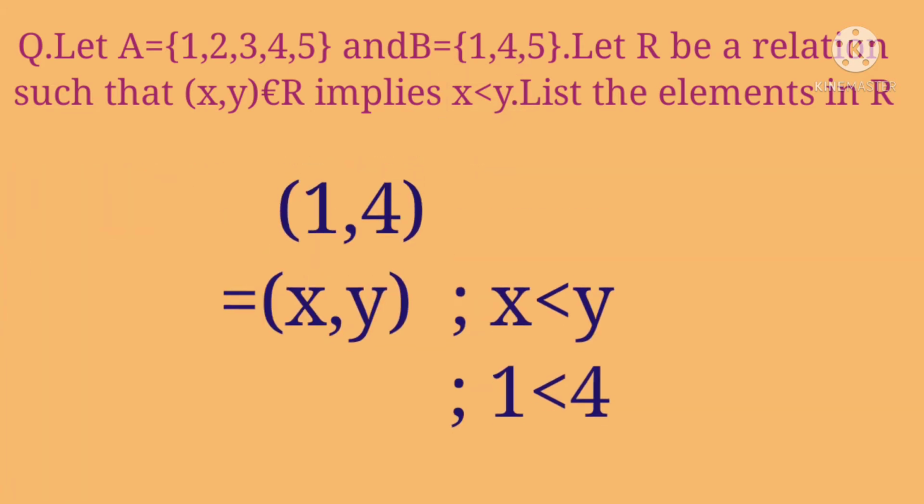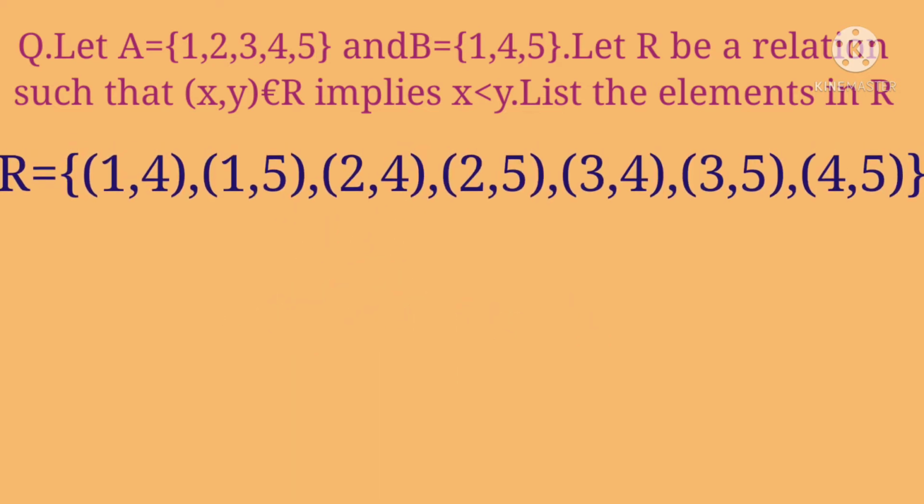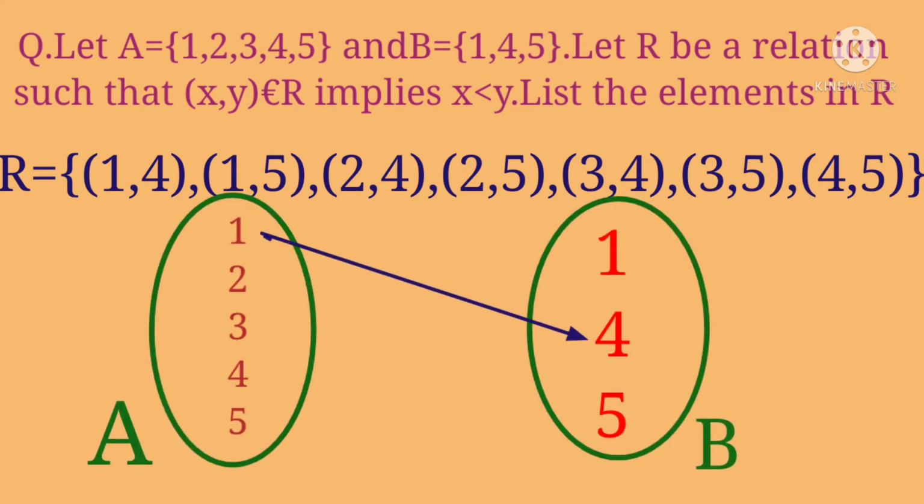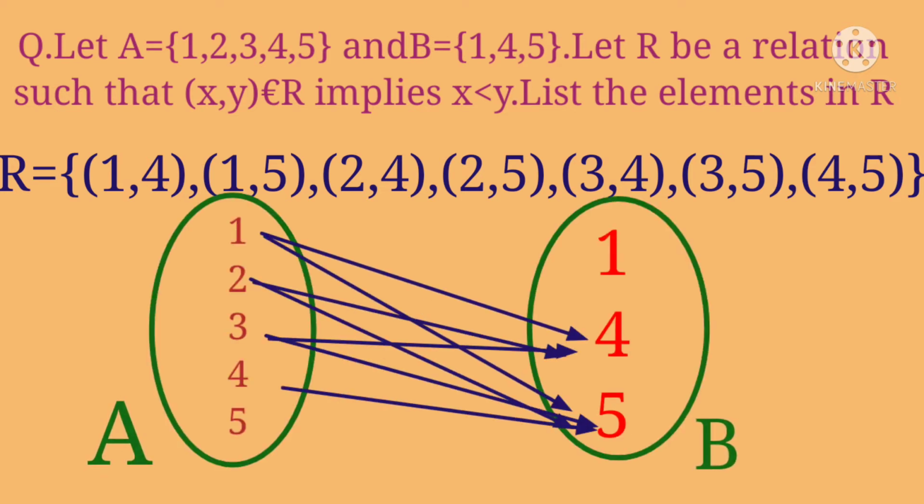The first example for the relation is (1, 4). The X value is 1 and the Y value is 4, in which X is less than Y, that is, 1 is less than 4. So my first relation is (1, 4). Let's take the other examples: (1, 5), (2, 4), (2, 5), (3, 4), (3, 5) and (4, 5), in which each and every relation has X less than Y. This is how we need to find the relation when a certain condition is given.